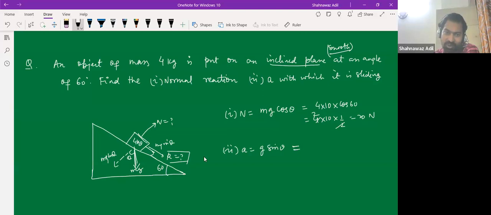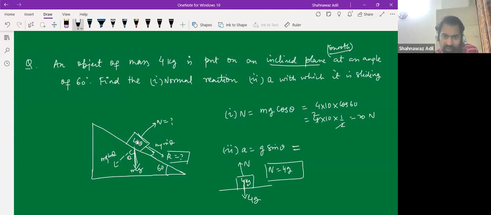Oh no. If this had been this one, with a 4 kg mass, then your answer would be correct. This is 4g, so N is 4g. But now this is inclined at some angle, right? That is why it is the normal reaction.